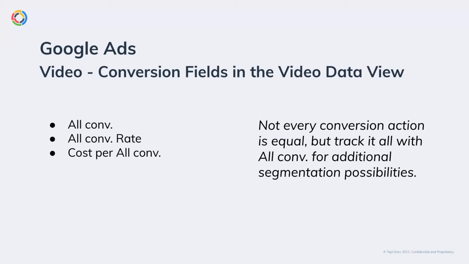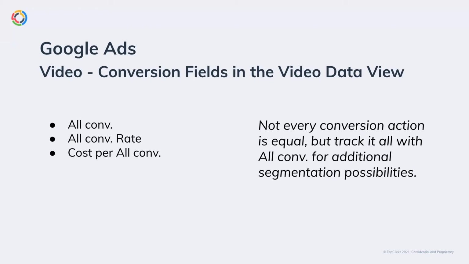So, watching a video and filling out a form on a website or actually making a purchase. Not all of those actions are equal, but it is great to be able to see it all together. When you say equal, do you mean of equal value, or what do you mean by when you say not every conversion action is equal? Does that come from the way Google Ads describes it, or what do you mean by that?